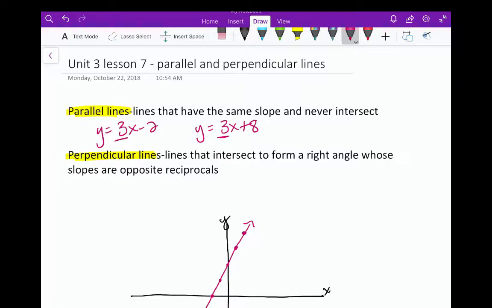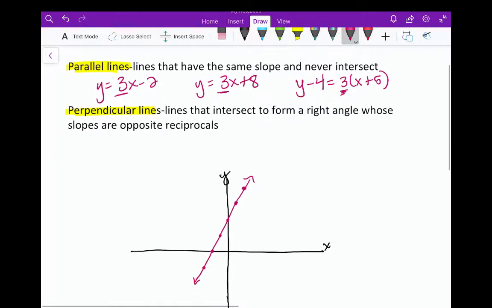If the lines have the same slope and the same y-intercept, then they are lines that coincide. Lines that coincide are lines that are the exact same line, and that's not what parallel is. So parallel lines should have the same slope. Another line that would have the same slope would be something like this. That's in point slope form, but again, the slope is 3, therefore it is parallel, therefore it will never intersect.